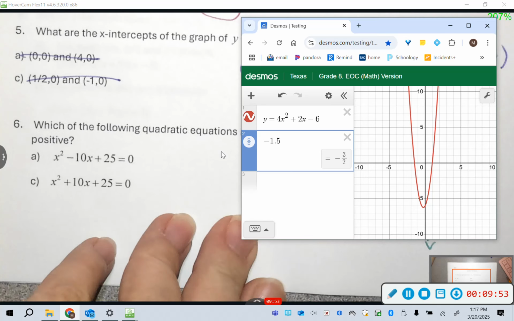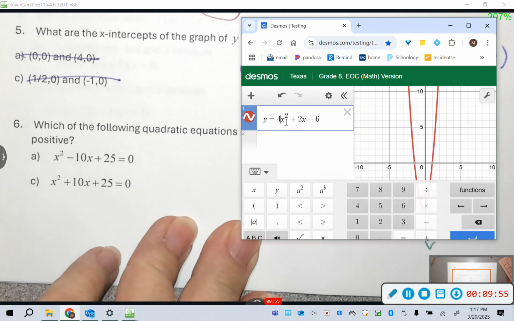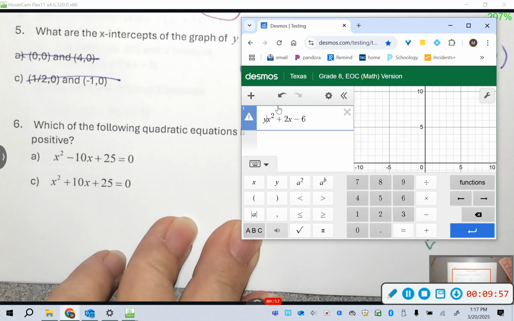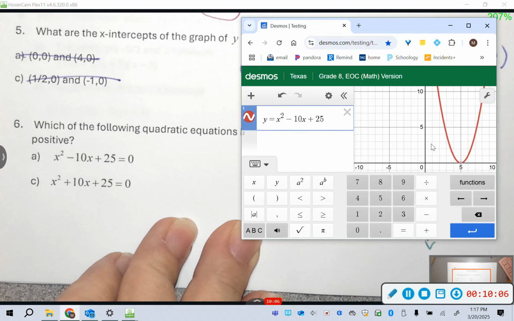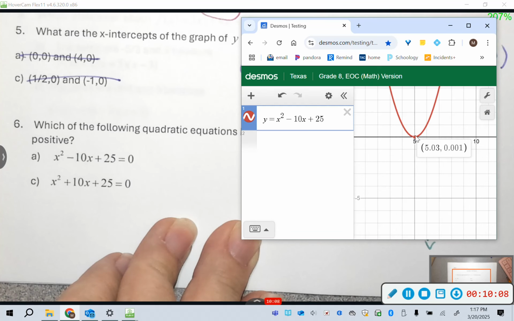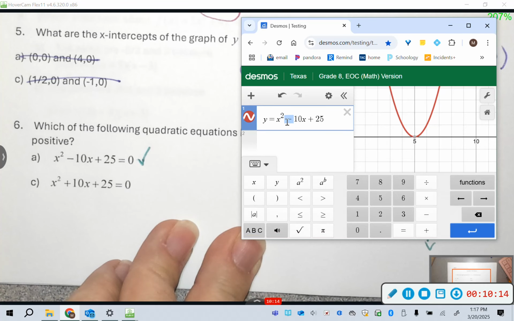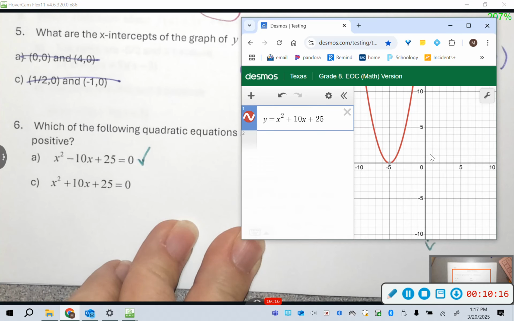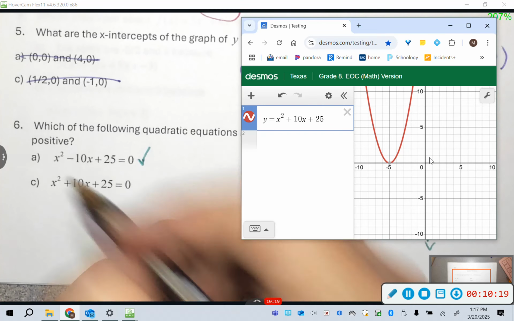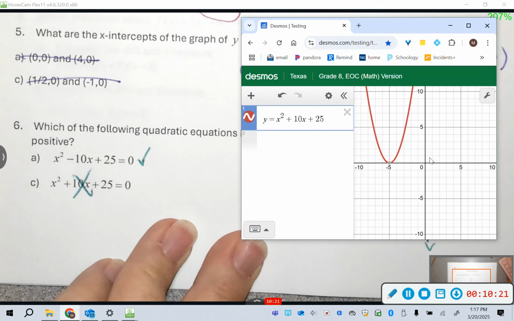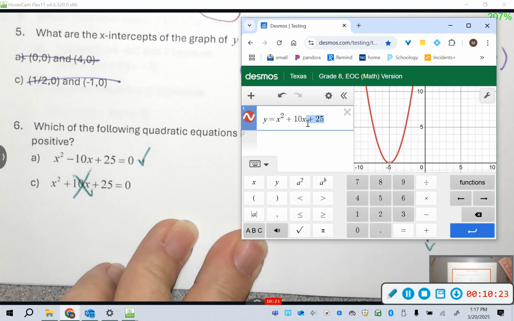It's another calculator problem. So I know x squared minus 10x plus 25. And I'm going to zoom in. This does touch at a positive 5 only one time. So I see that this could be my answer. Let's double check some of the other ones just to be safe. So plus, this touches at a negative, so that's not it. That's a negative single solution. X squared minus 10x.